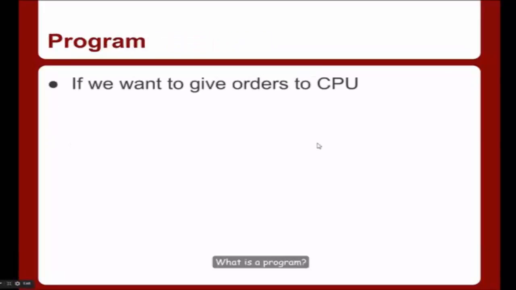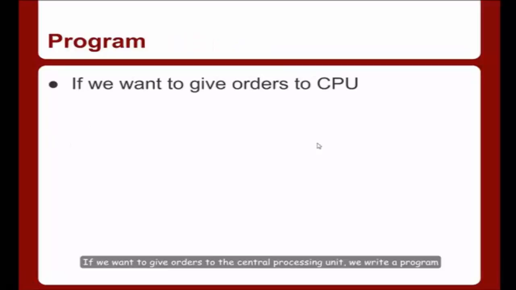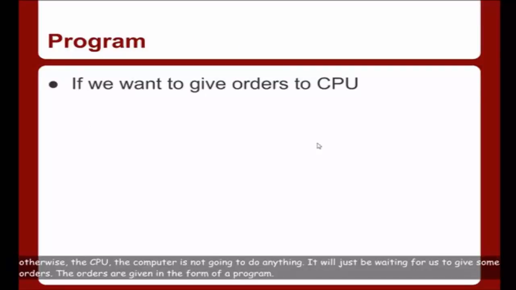What is a program? If we want to give orders to the central processing unit, we write a program. Otherwise, the CPU, the computer, is not going to do anything. It will be just waiting for us to give some orders. The orders are given in the form of a program.